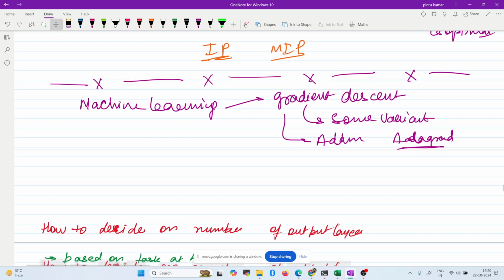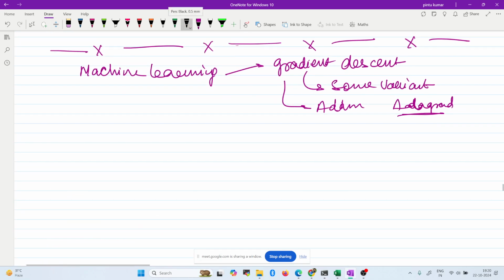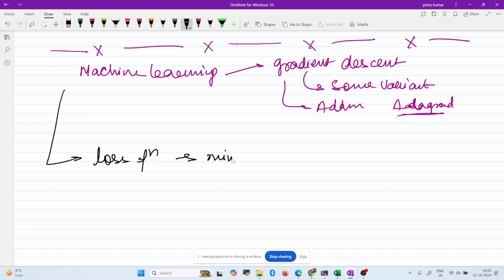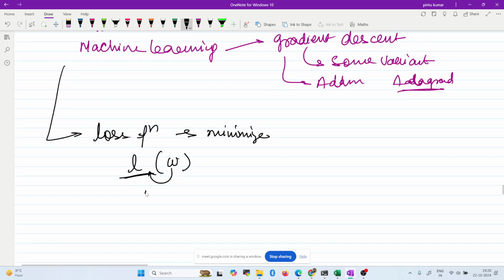Okay, so in machine learning, the thing that you have to optimize is your loss function. You have to minimize your loss function. Let L be your loss function, and let your weights be given by W, right? Then you initially take any random weights. Let's call it W naught. Take random weights.